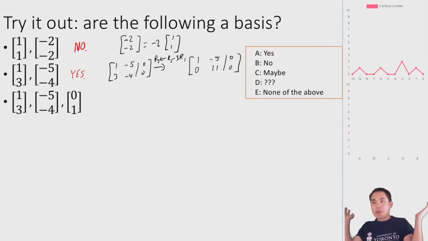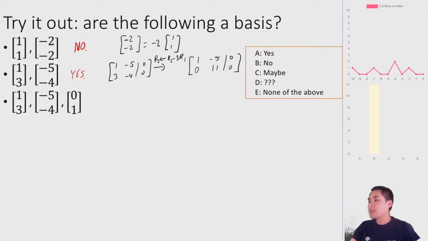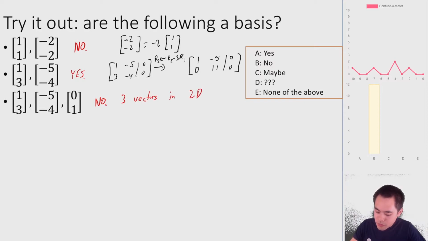So what did I just tell you about bases and about the dimensionality of your space? What dimension are these things in? Okay, we're starting to get a couple of replies. Nice, exactly. So this is in 2D, but we have 3 vectors. So 3 vectors in a 2D space can never be a basis. So no, because 3 vectors in 2D.